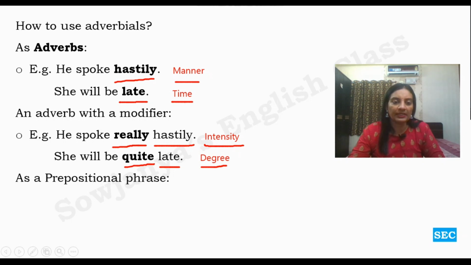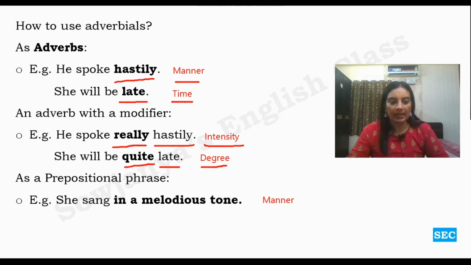Then you can use an adverbial as a prepositional phrase. She sang in a melodious tone. How did she sing? In a melodious tone. The entire phrase is a prepositional phrase which is used as an adverbial over here, modifying the verb sang. We have learnt about prepositional phrases acting as adjective phrases and adverb phrases in our 10 types of phrases, if you remember.